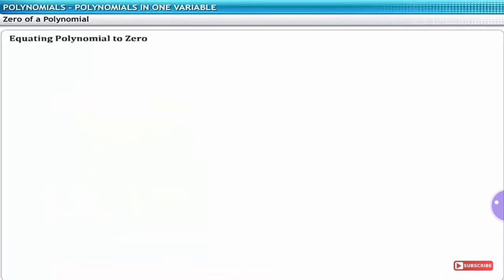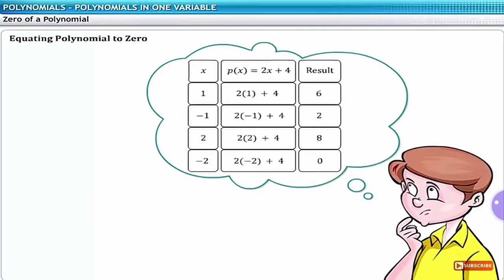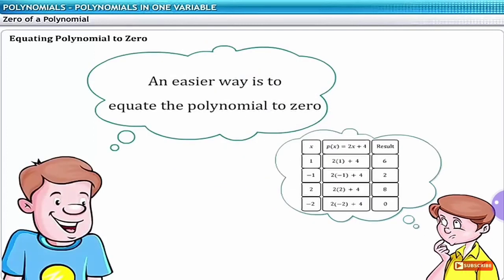As you can see, the trial and error method can often be long and tedious. An easier way to determine the 0 of a polynomial is by using the other method, that is, equating the polynomial to 0. In this method, you can find the 0 of the polynomial P of x is equal to 2x plus 4 by taking x as the subject.